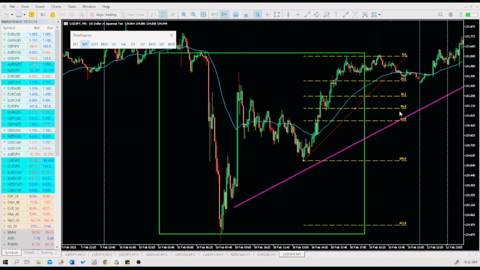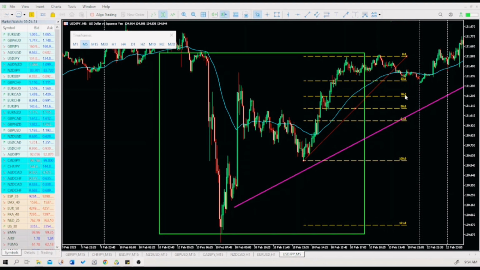Can you see some numbers? We have 0, 0. So we assume that the market moves from point 0 to point 100, and then we are making this prediction. These lines in the middle are the prediction lines. On the lines, we can see the 23.6 retracement zone.